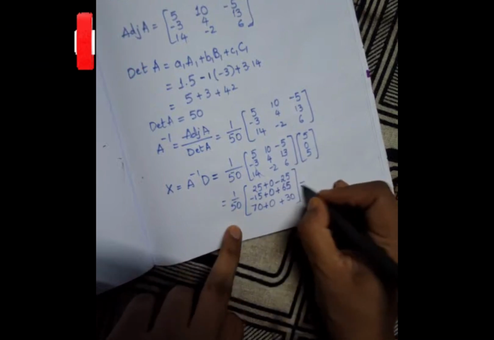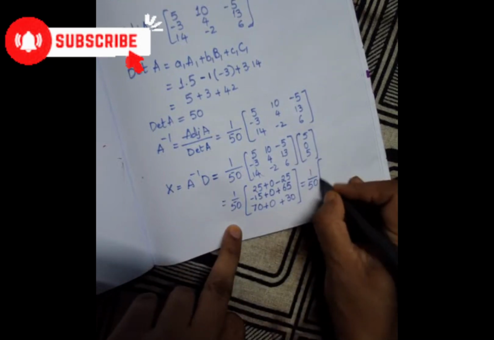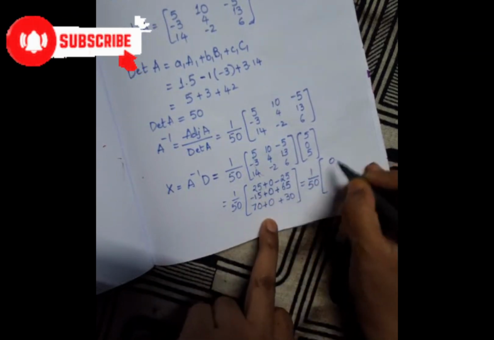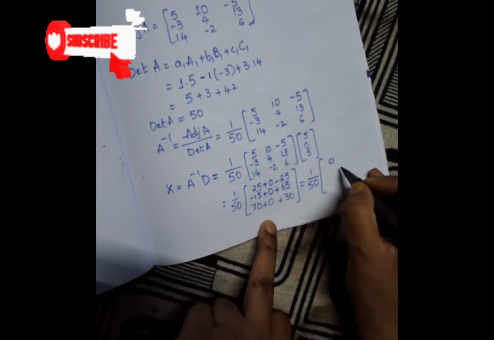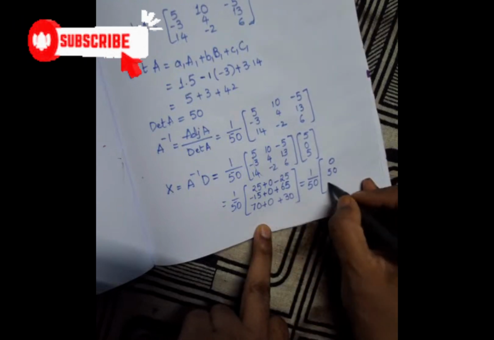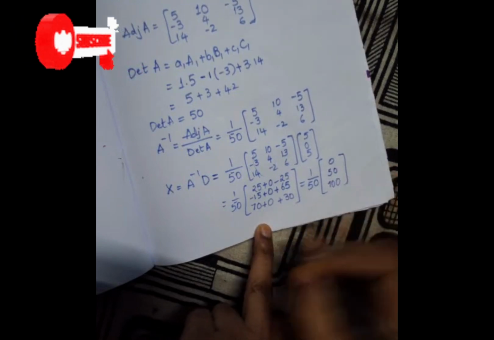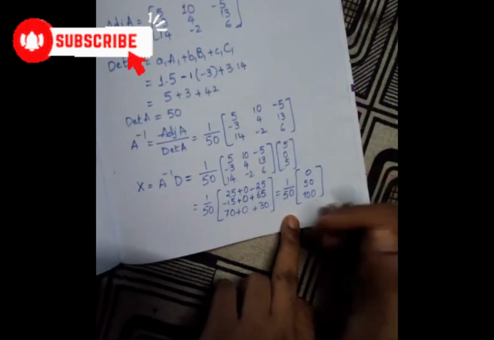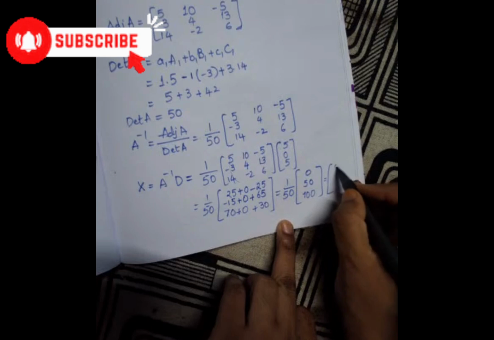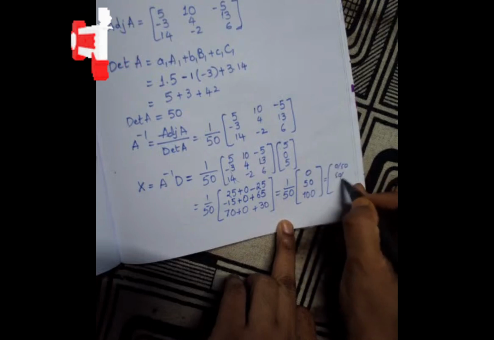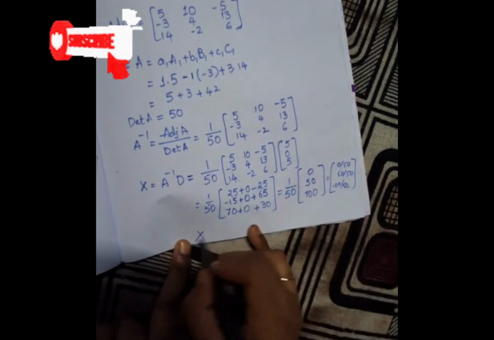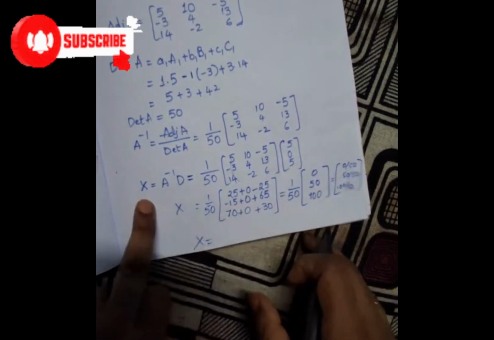Okay, now what we have is 1 by 50. Simplify this: 25 minus 25 is 0, minus 15 plus 65 is 50, and 70 plus 30 is 100. So this is the matrix we have got here. Now 1 by 50 is there, so take this 50 inside: 0 by 50, 50 by 50 and 100 by 50. So x equal to this one, we are finding x values.